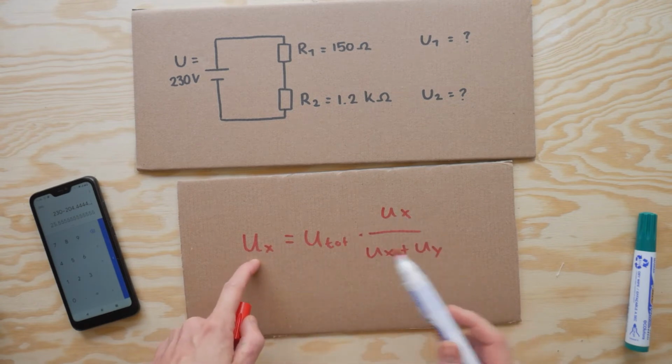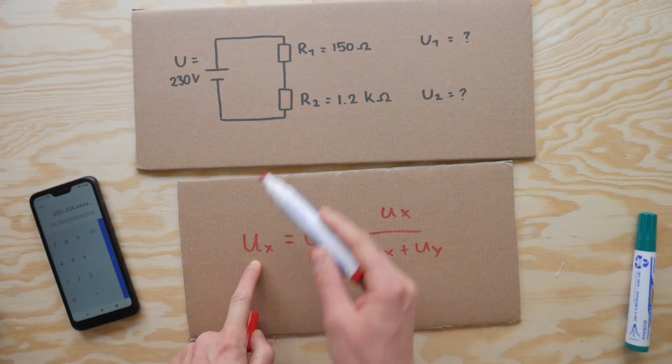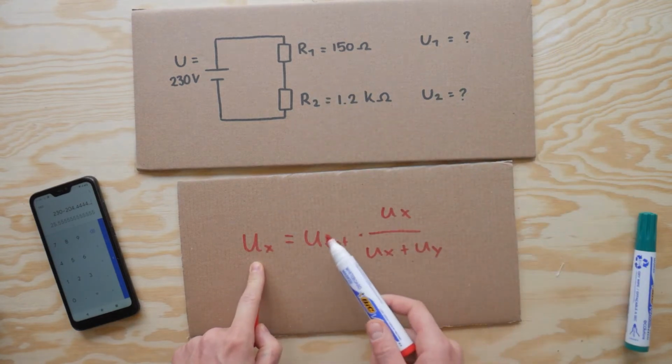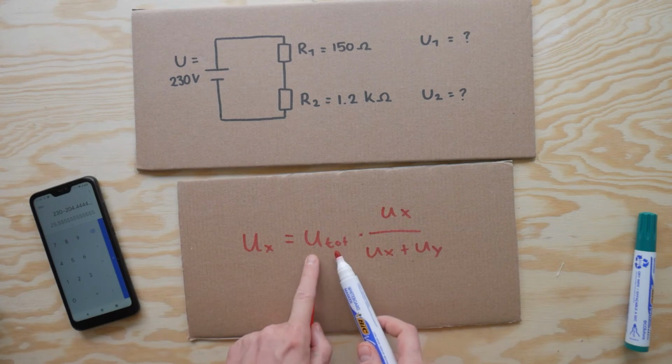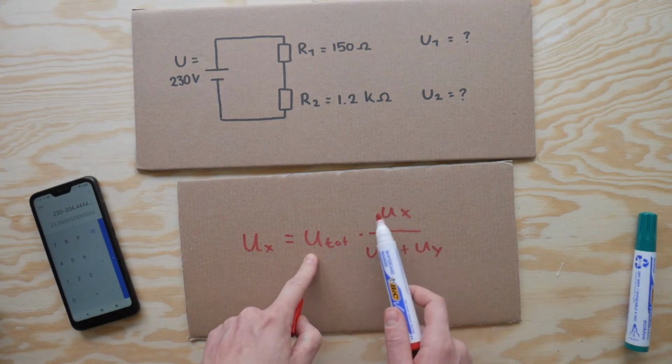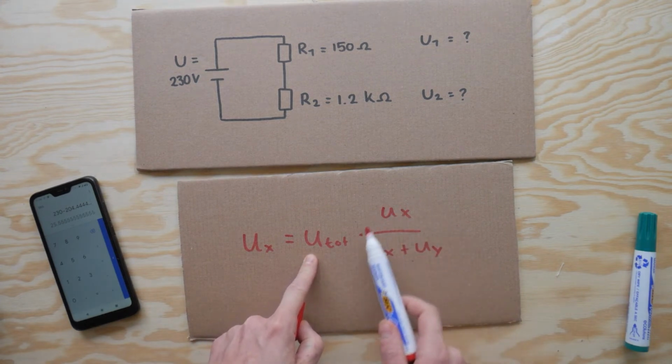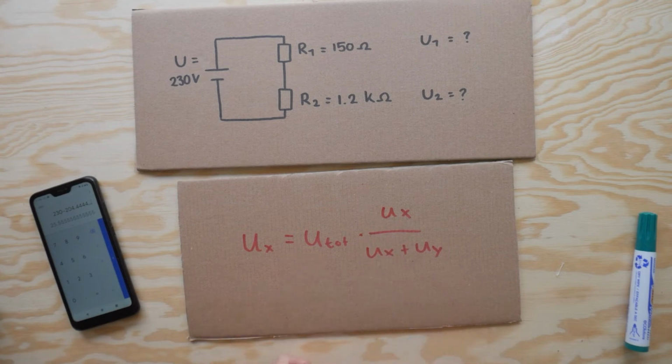So if you want to find out how much voltage resistor X gets, then you have to get your total voltage, multiply it by that part that you calculated. So this is the actual equation that, if you think about it for a little bit, you probably got this working. I hope you got this working. That's the equation. That's how it works.